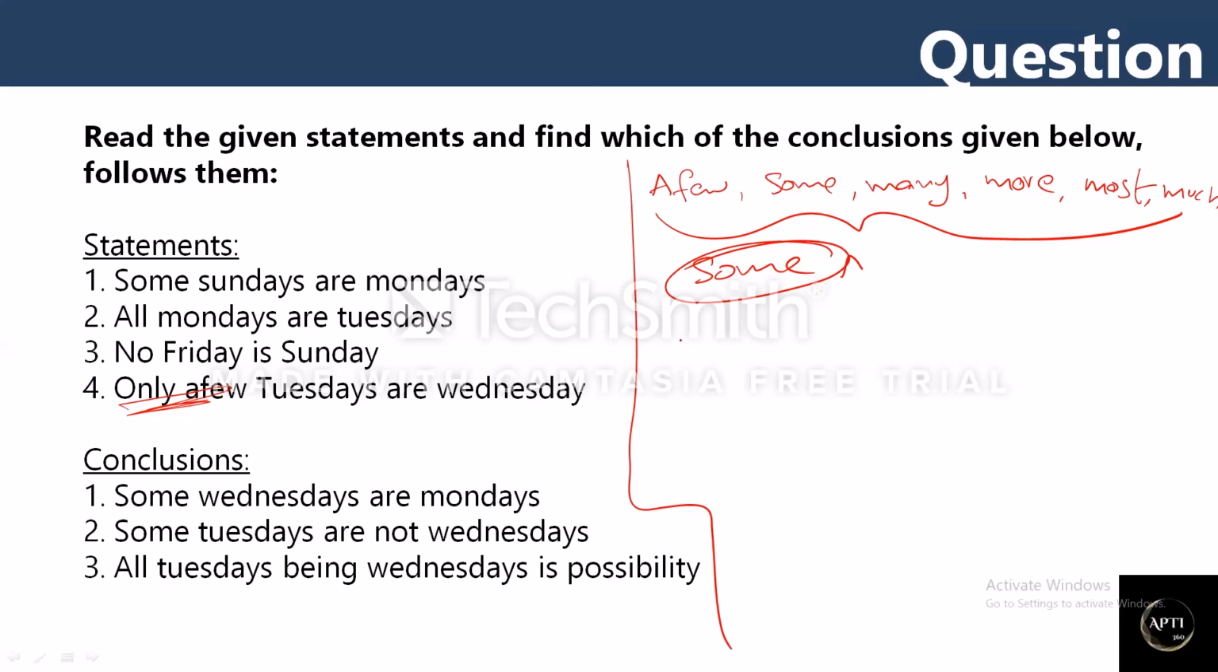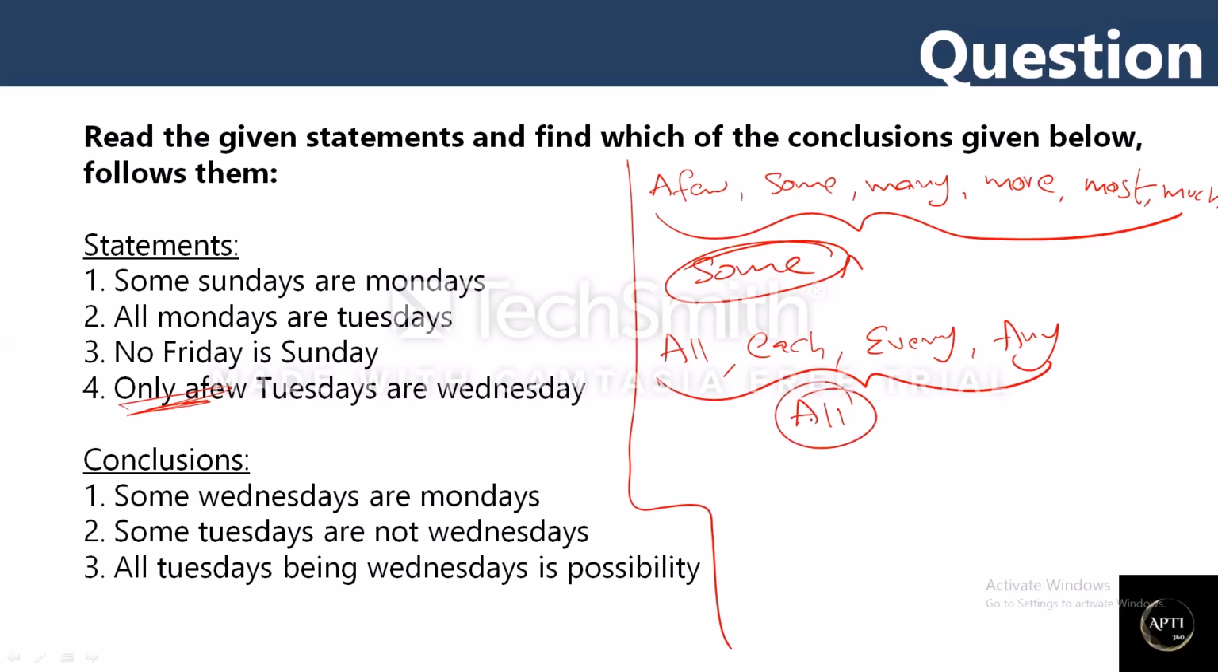Now there are some other cases. All, we already know that all A's are B's. We have solved enough questions. All, each, every, any: when we have these types of words, consider it as all. Finally, it is very simple: no, none, not a single. For these types of words, we need to consider it as no A's or B's.